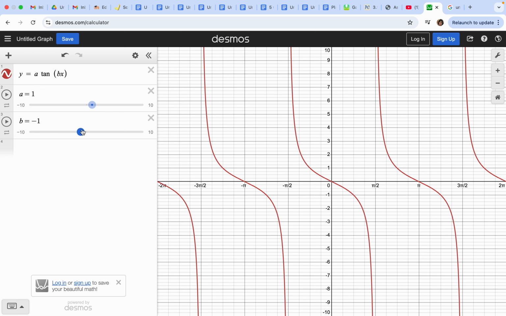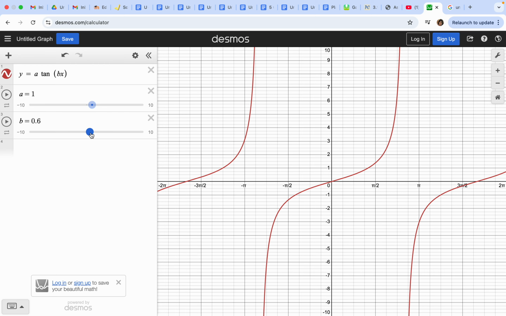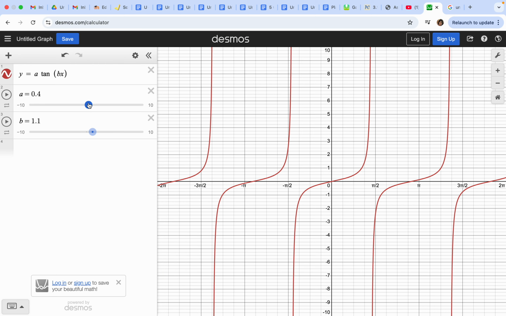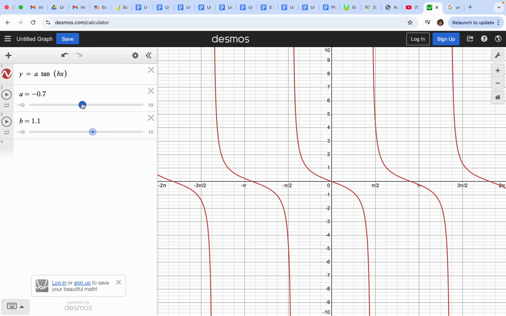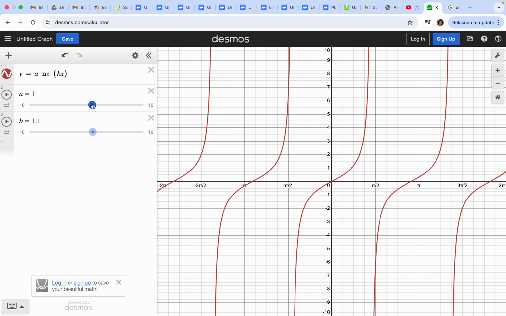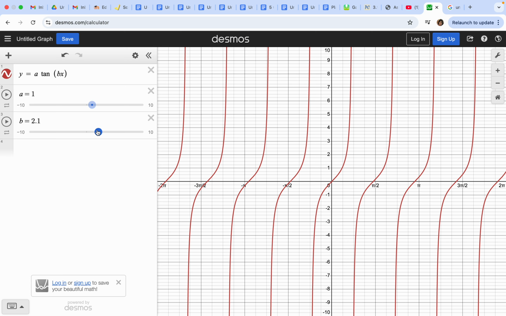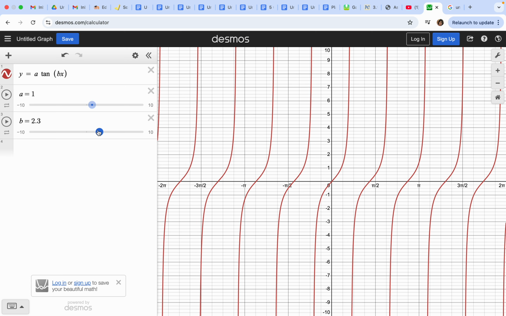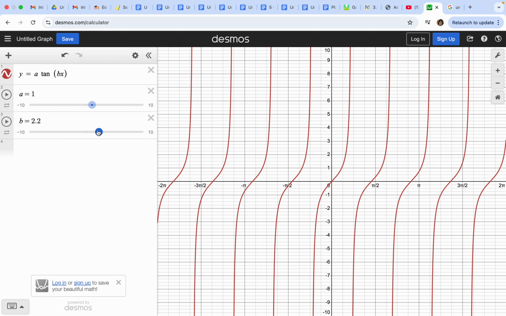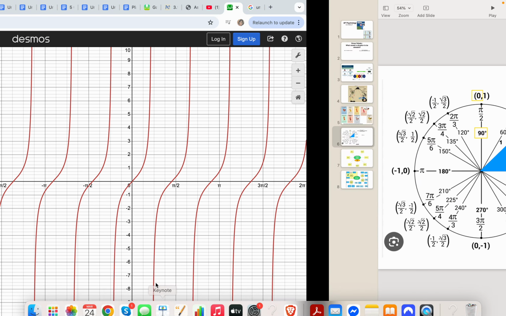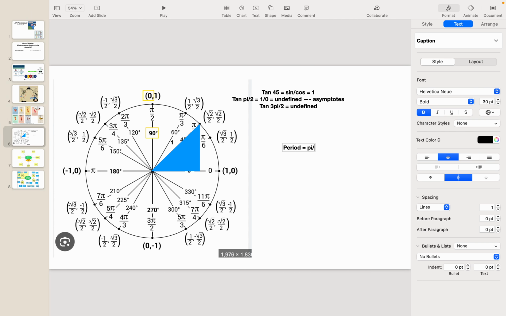So in this case, if a is positive and b is negative, we end up with the same reflection as if b was positive and a was negative, right? We can see exactly the same thing happening. All right, so let's leave a at 1. We got to start to think about what happens as the value of b increases. Do you see we start getting more and more of these asymptotes? And that's because the period is pi divided by b.